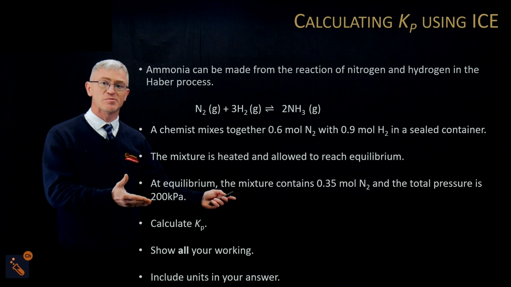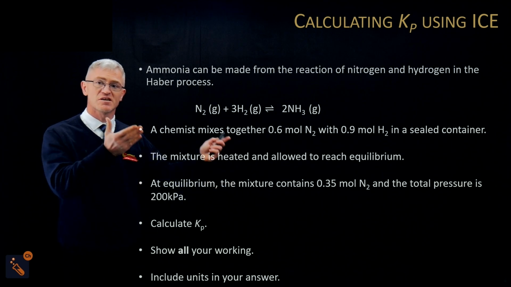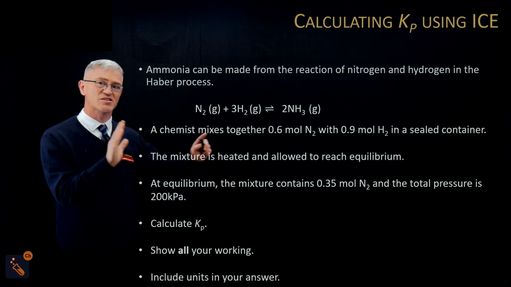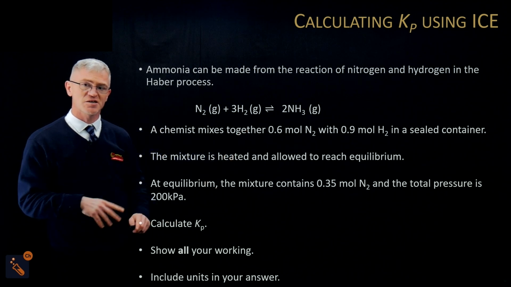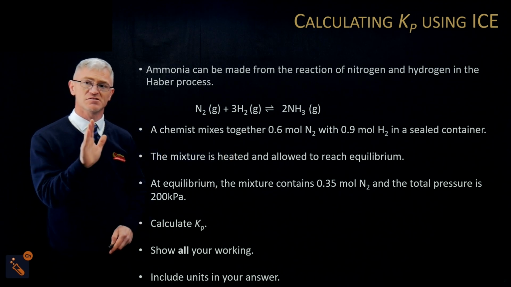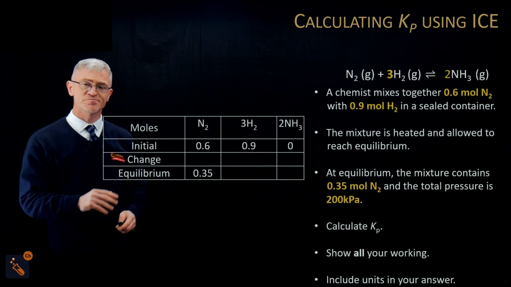And it's giving you the equilibrium pressure of one of the components, but not giving you the equilibrium of the others. It's just giving you the initial. Got to calculate Kp, show what you're working, and include your units. So let's put that to the side.